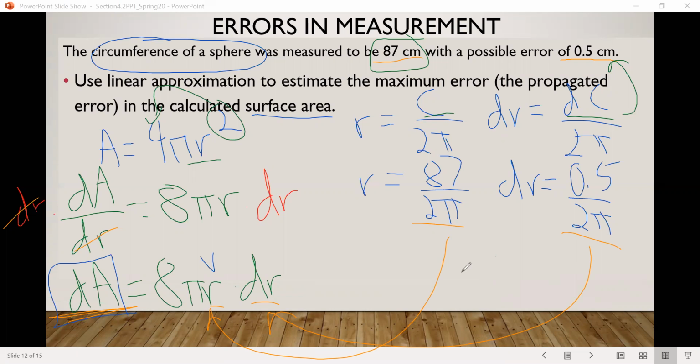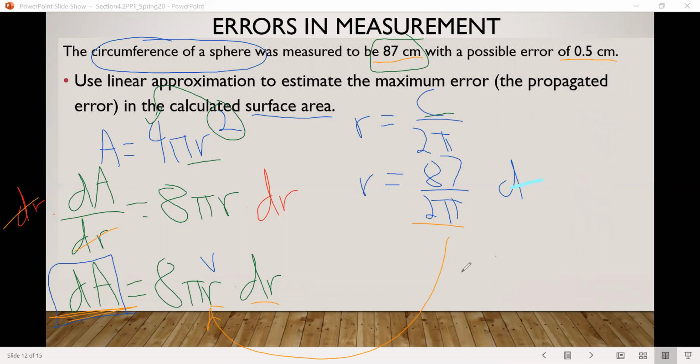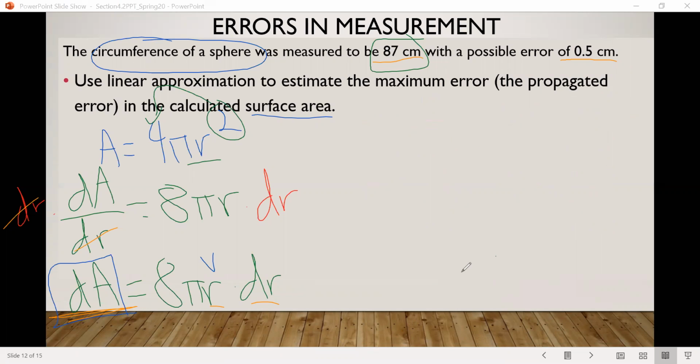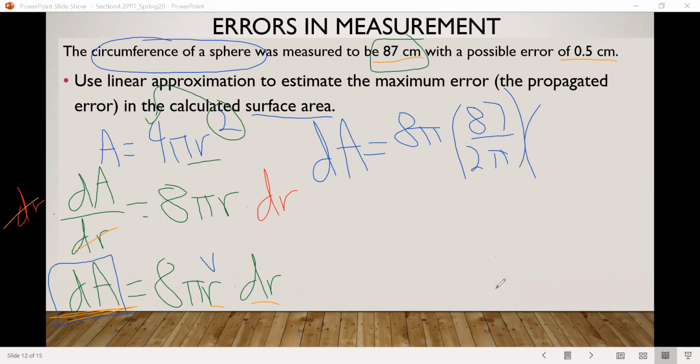And when we do that, again, I apologize, I have to erase again to make room for all of this. So what we end up with is dA equals 8 times pi times the value for r, which was 87 over 2 pi, times the value for dr, which was 0.5 over 2 pi.